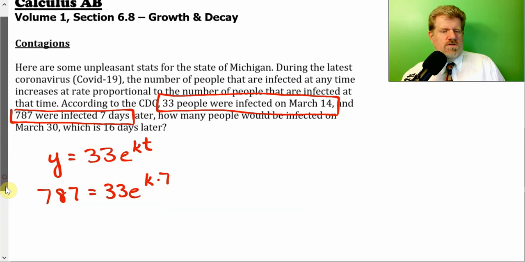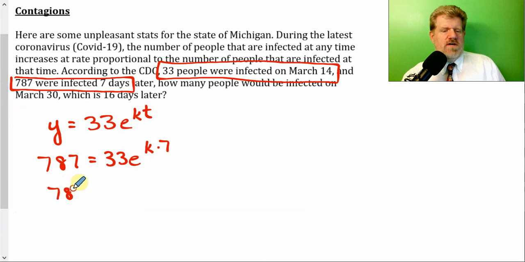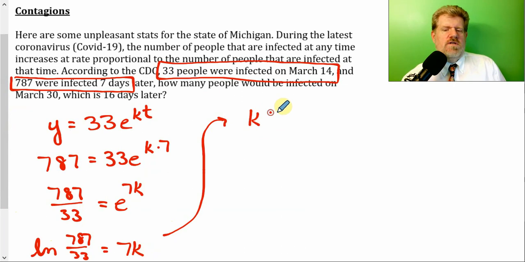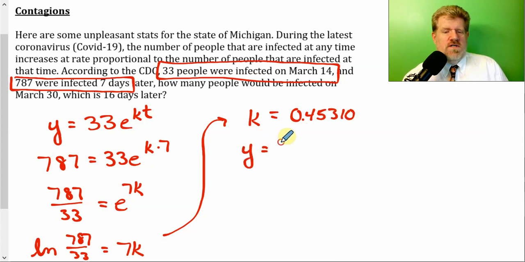So again, I'm just going to do a little bit of mathematical simplification. I'm going to divide both sides by 33. And the inverse of e is natural log. So the natural log of 787 over 33 equals 7k. So my k value is going to equal approximately, hang on here, 0.45310. So our equation becomes this.